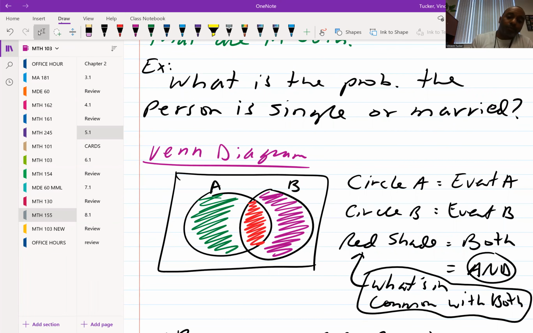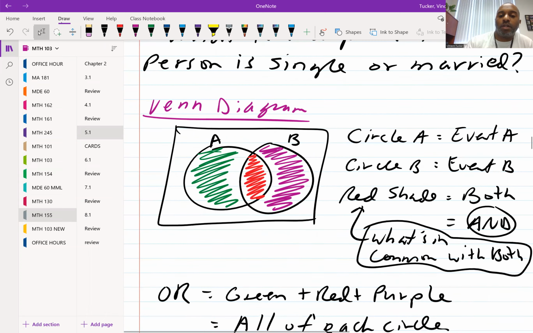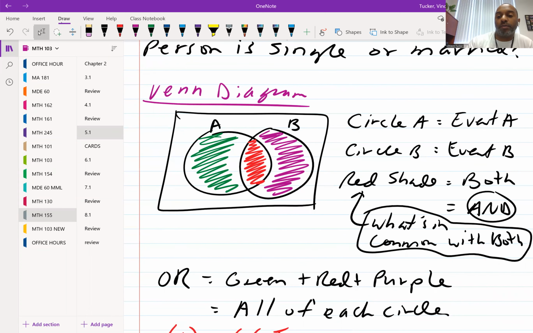So circle A represents, let's say, that event and everything that encompasses that event. Circle B represents the event B. So the shaded part is what they both have in common. If they have something in common, that's that overlap. That's what that red part represents. And then we talk about or though. Oh, and that also represents and. And is also that shaded, that red shaded part.